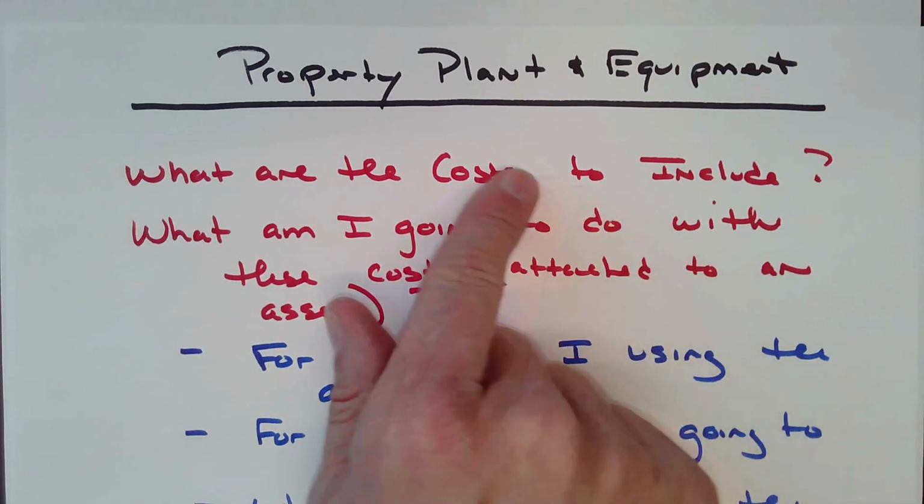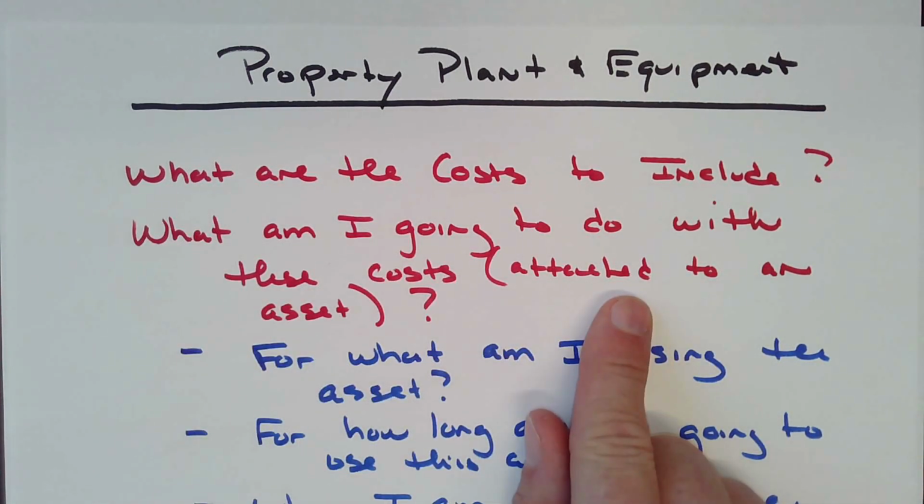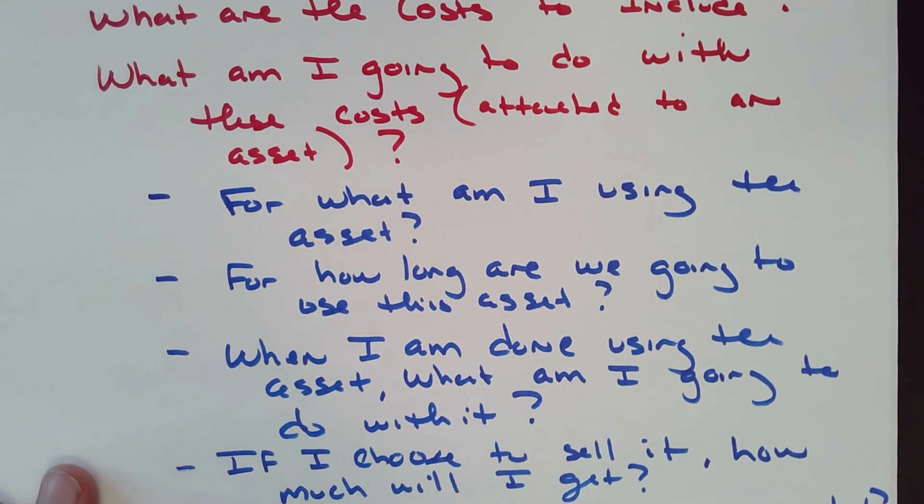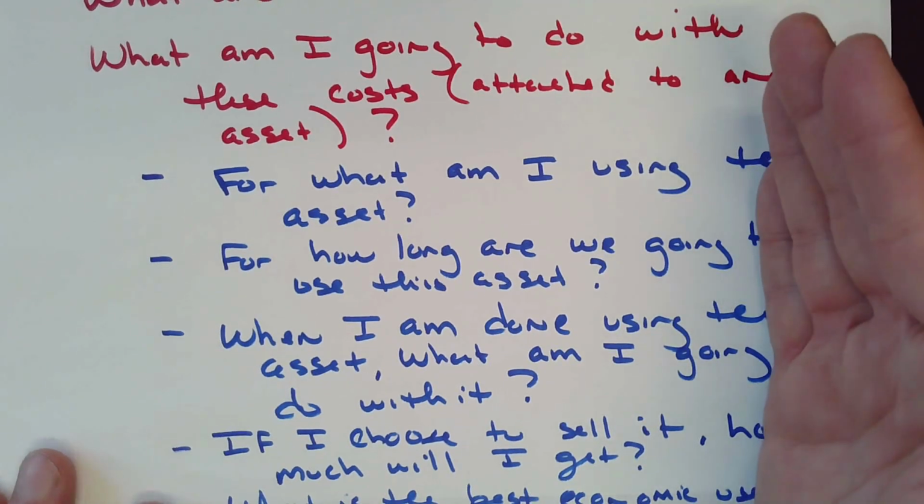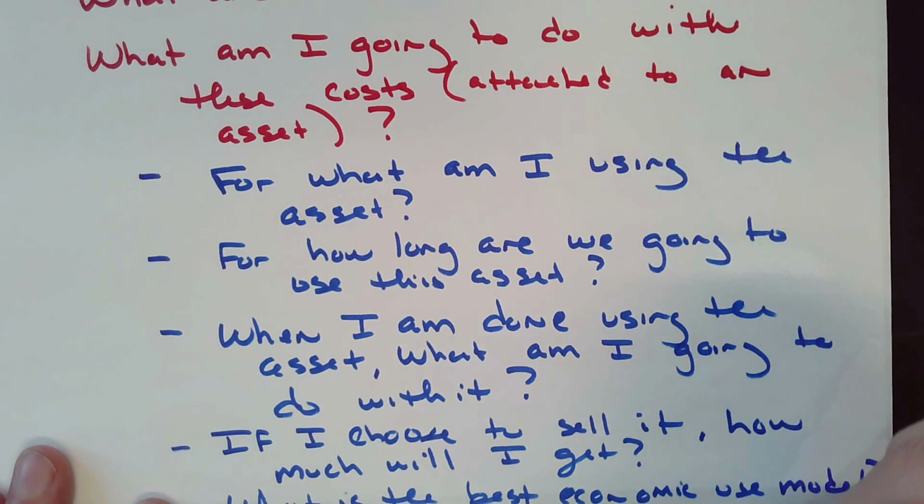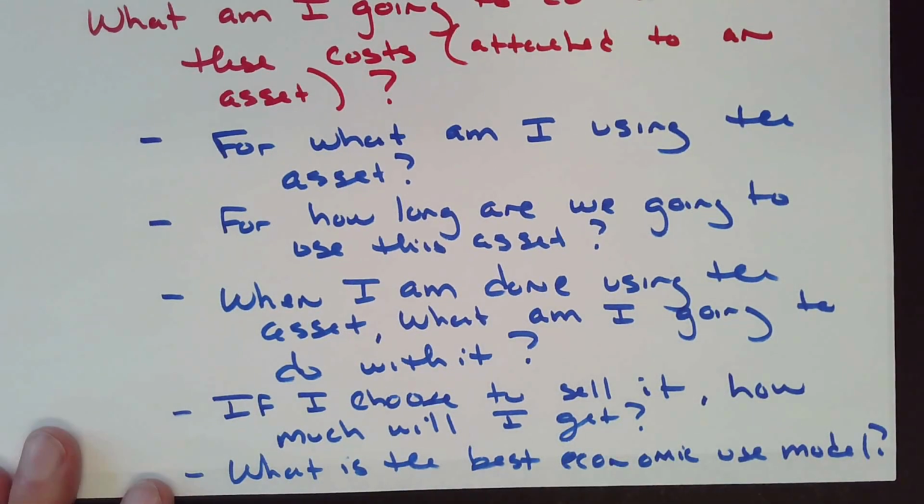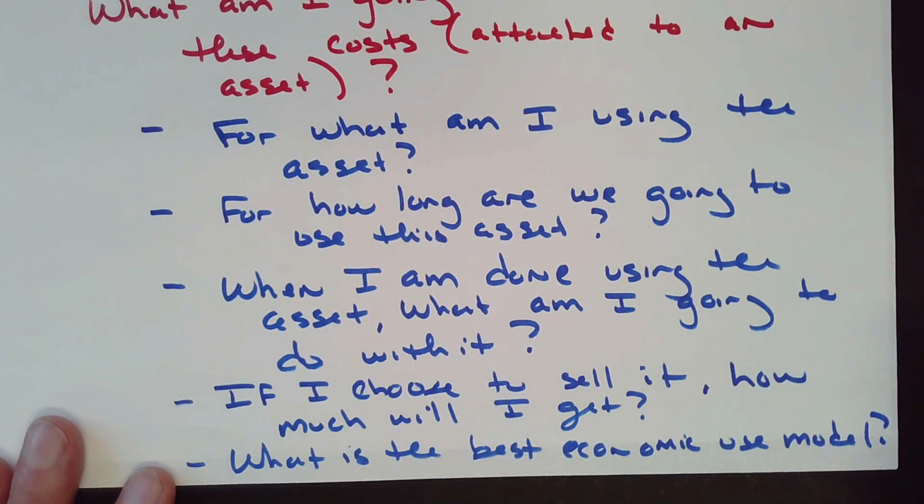The next thing to do is, hopefully we generate sales. So what are we going to do with these costs? What are we going to do with this asset? And so we need to start asking these particular questions. What am I using the asset for? How long am I going to use it? When I'm done, what am I going to do with it? If I choose to get rid of it, how much will I get? And then ultimately, what's the best economic use model?